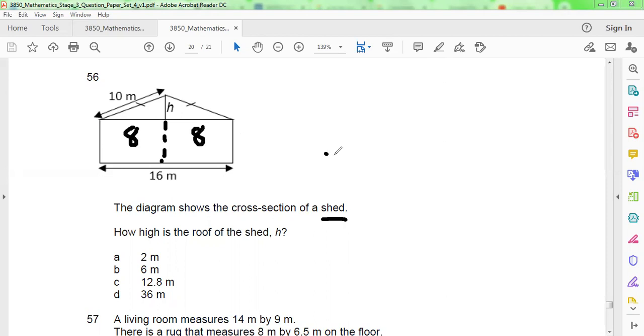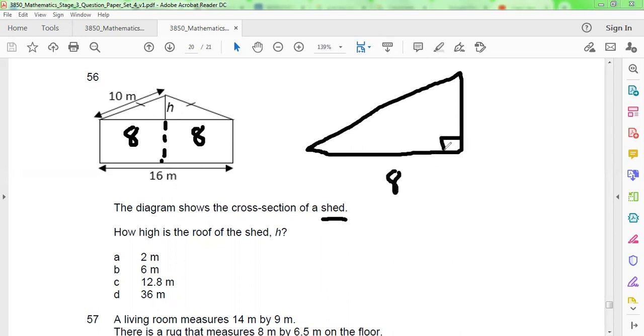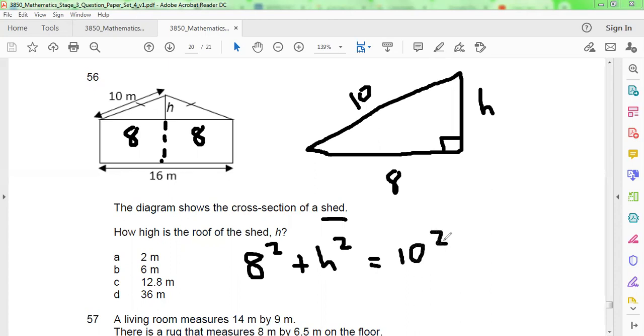So what I'm going to do, I'm just going to draw a right angle triangle. So that's 8. That's 10. And this will be h. Well, obviously, we're going to use Pythagoras Theorem. Pythagoras Theorem states that the sum of the squares of the two short sides is equal to the square of the longest side. The longest side is the hypotenuse, which is opposite the right angle.